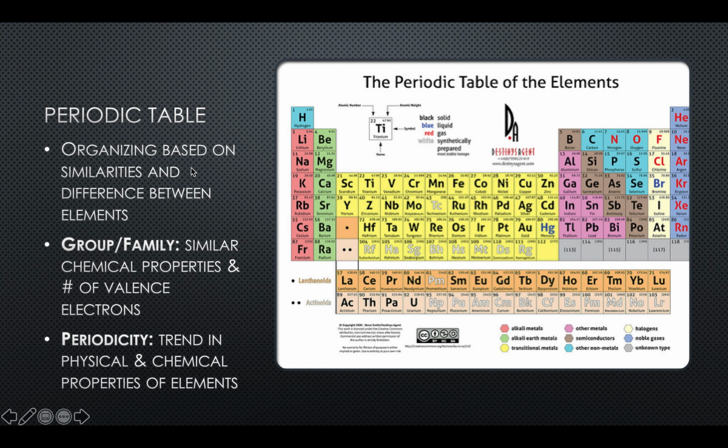First, it's organized based on similarities and differences between the elements. That's why we have the part called period, which is not mentioned here, but it goes from left to right. This is period 1, 2, 3, 4, 5, 6, 7. And we have the group or family, which goes from top to bottom. We have a specific name for each of these sections.